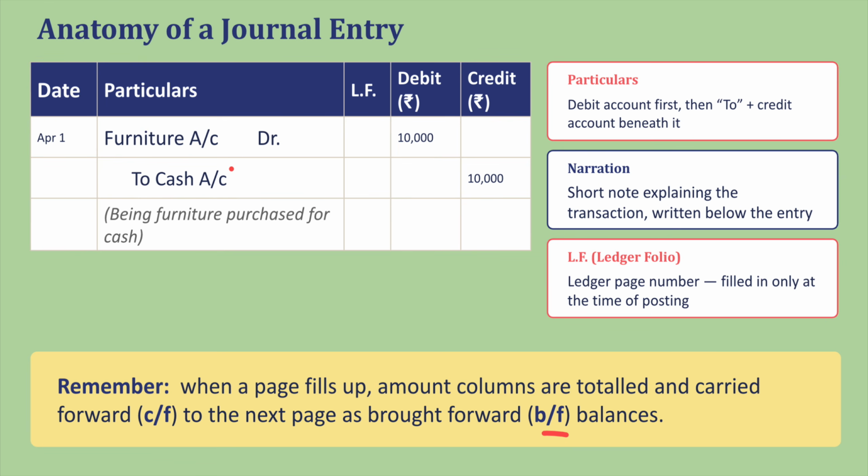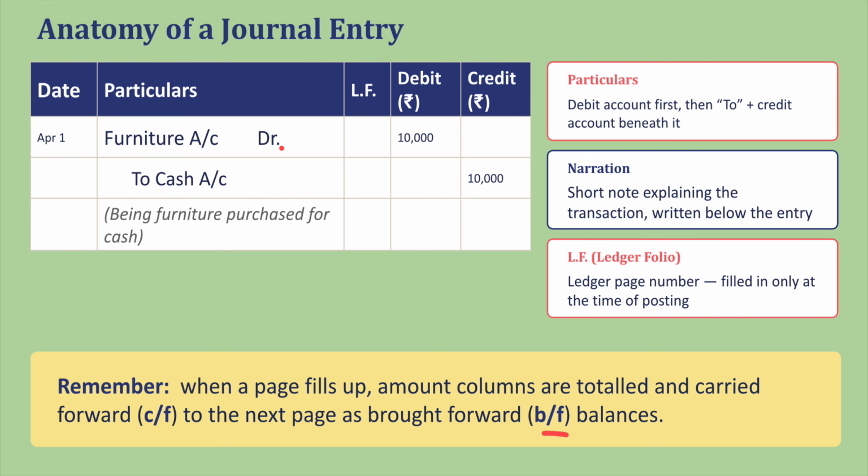So earlier we have seen, in a transaction we have to identify a minimum of 2 accounts. So here 2 accounts are involved, one is the furniture account, the other one is the cash account. So both are asset accounts. Okay, now how will you identify which to debit and which to credit? So in the first line you will write the account that is to be debited.